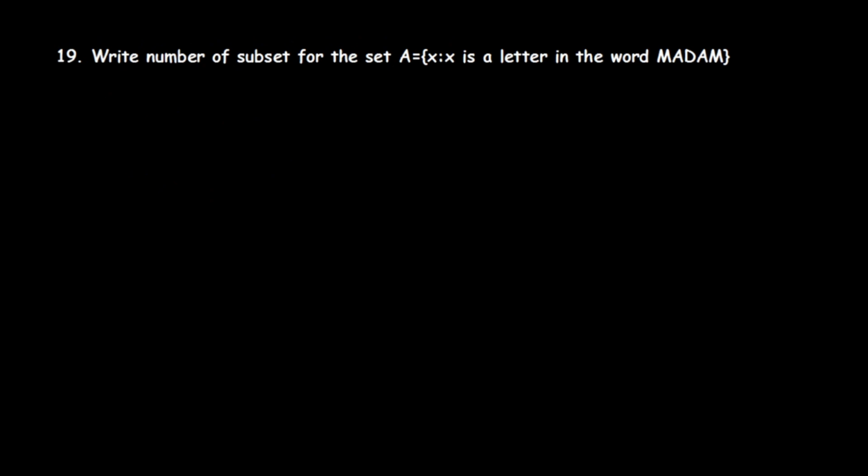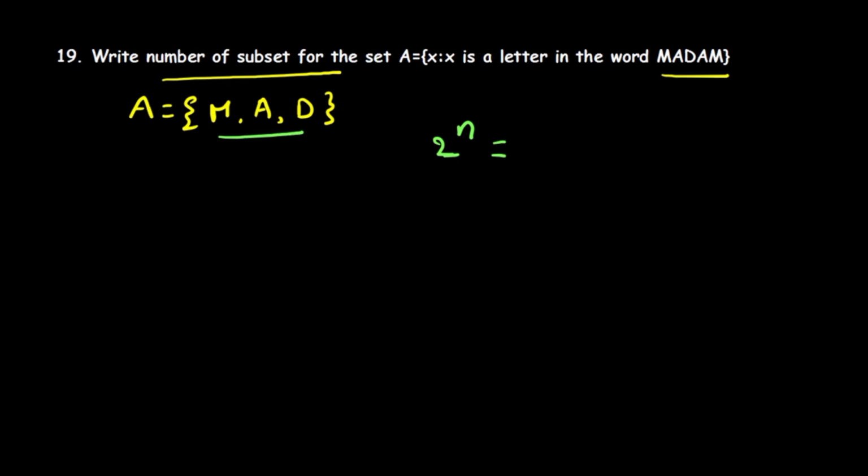Write the number of subsets of the set A equal to x such that x is a letter in the word madam. So this is a set builder form. If you write this in roster form, how can we write? That is M, A, D. Okay, so these are the letters used in the word madam. So we have 3 letters. Now the question here, write the number of subsets. How many subsets do we get? We can use a formula, that is 2 to the power of n. So here we have 3 elements, so 2 to the power of 3 is equal to 8 subsets we get.